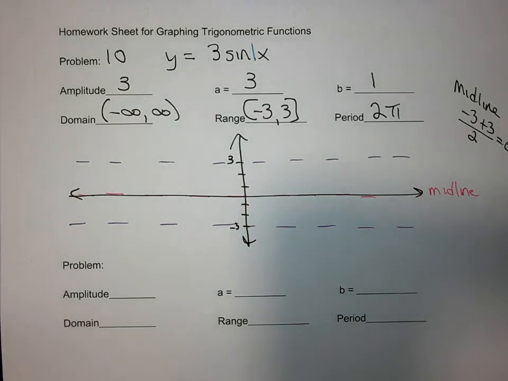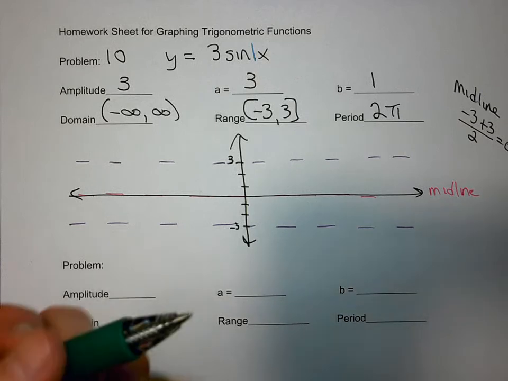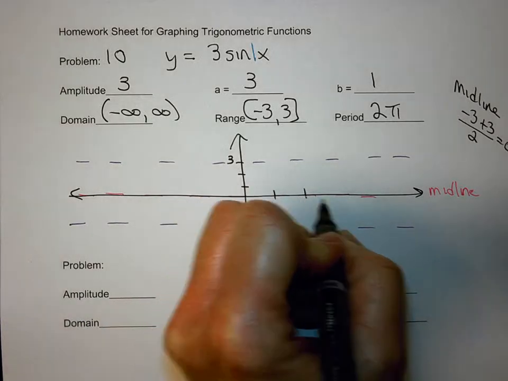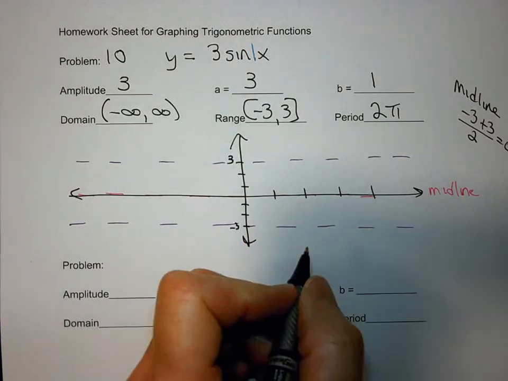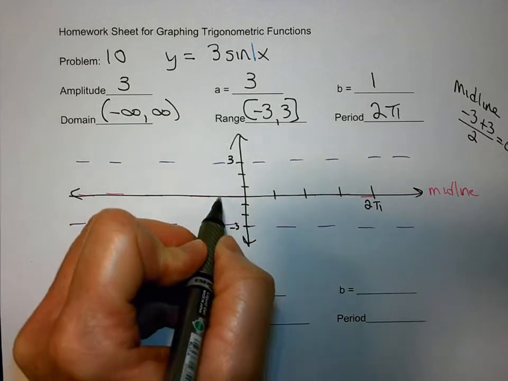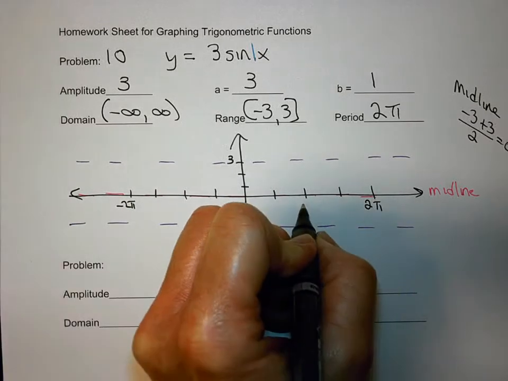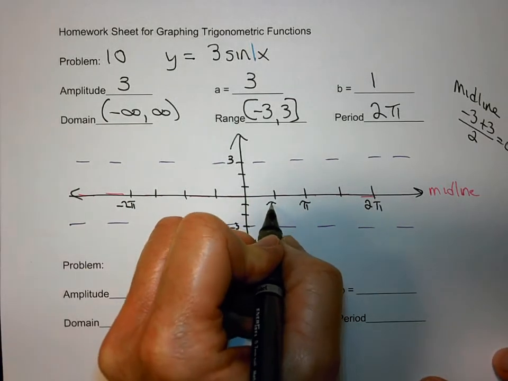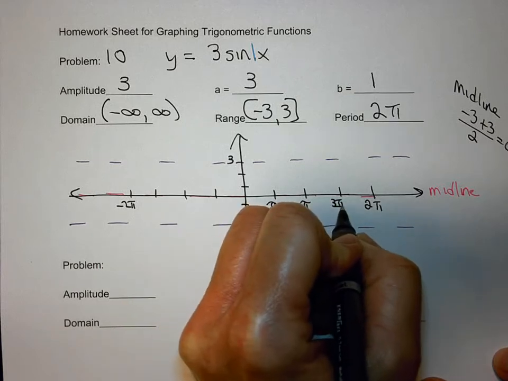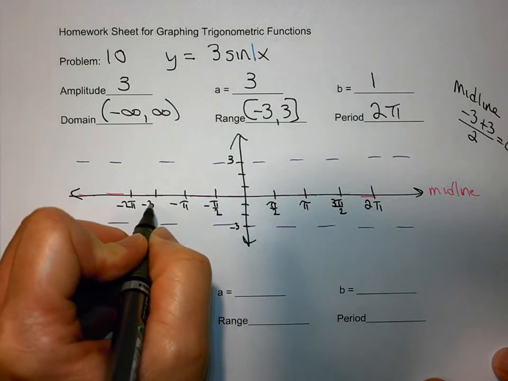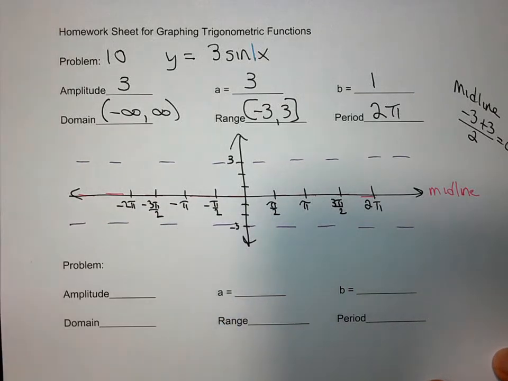So since we know it's a sine value, we know that it starts at 0, 0. So, I forgot my marks. Okay, so I have to make my hash marks. So 1, 2, 3, 4. I'm going up to 2 pi, and I'm going down to negative 2 pi, 1, 2, 3, 4. So halfway is pi over 2, pi, 3 pi over 2, negative pi over 2, negative pi, and negative 3 pi over 2. Okay, so now I'm labeled correctly.